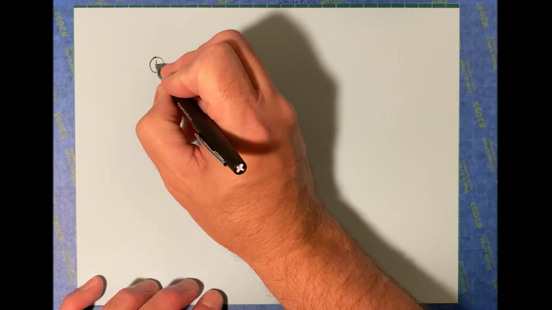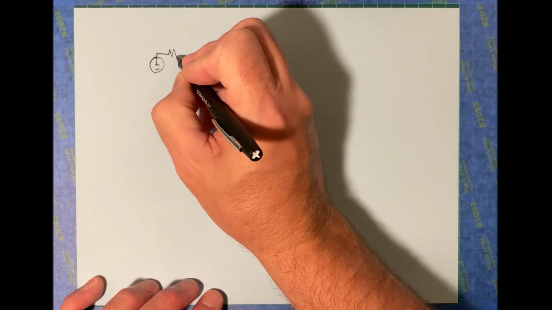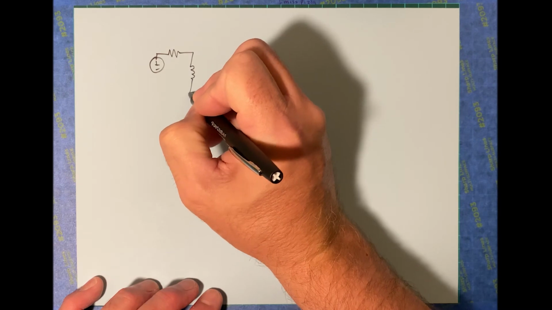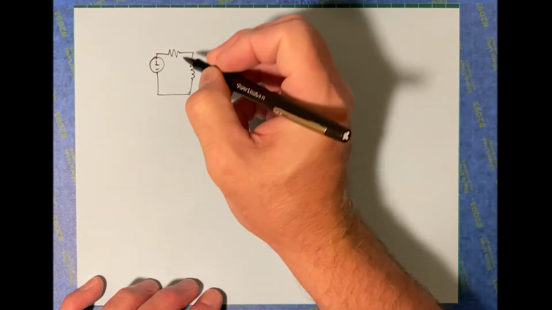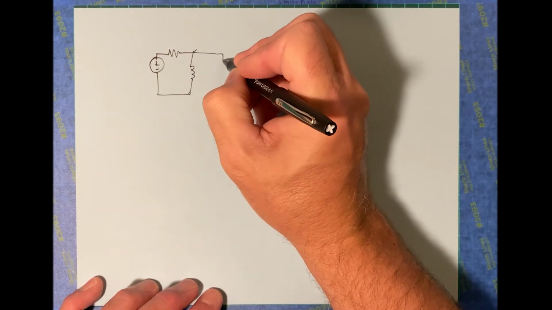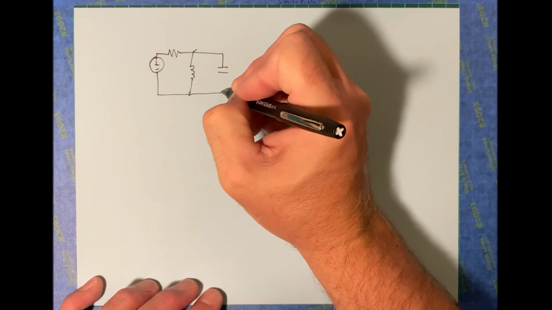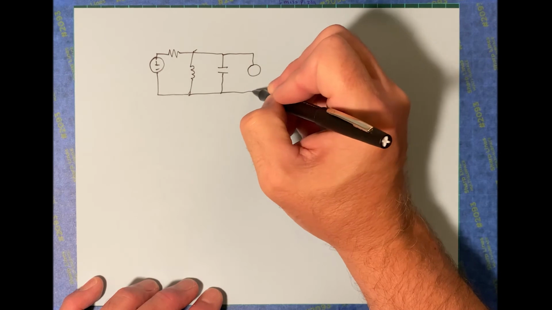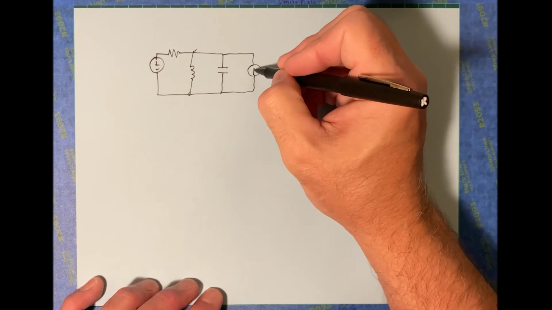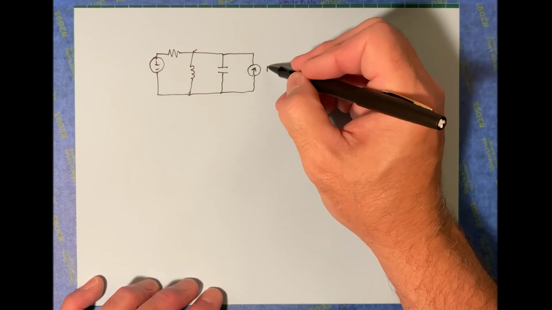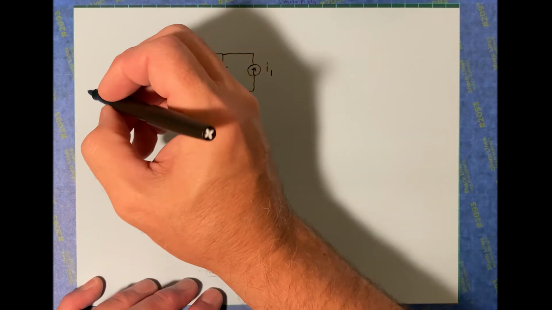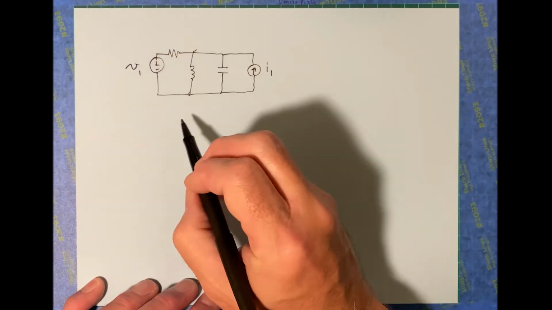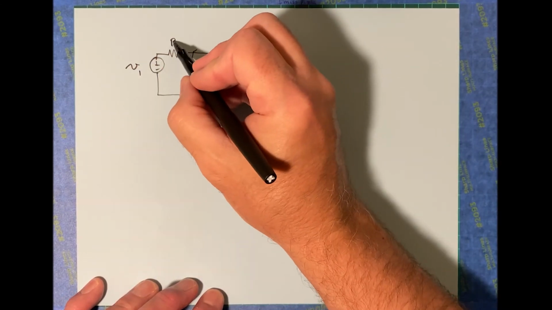So here's a circuit. Or maybe you do know how to do it. I feel kind of like Bob Ross sometimes.